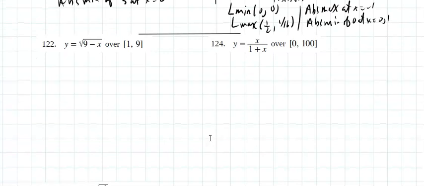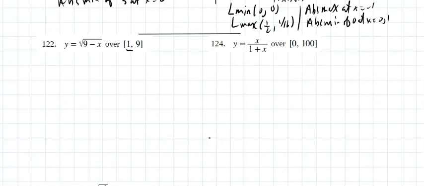We get to this problem. Here, they restricted the domain for us. Otherwise, I was going to say find the domain. They're saying 1 to 9, since they gave us an interval. F of 1 is the square root of 9 minus 1, which is 8. And f of 9 is 0.